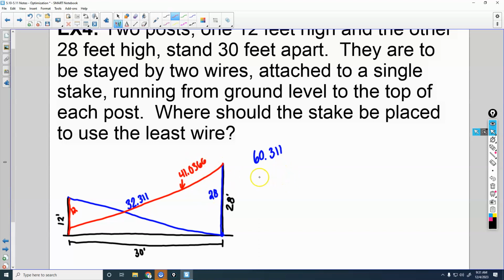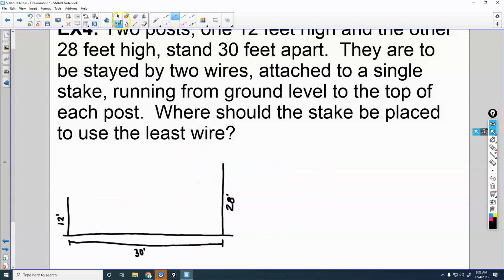And if I add those together, I get 53.0366. So if your only concern is least wire out of these two options, you would choose that second one. However, I feel like there's probably an in-between here, right? There's probably an in-between where we got some point right here, and we're going to go like this. Probably.